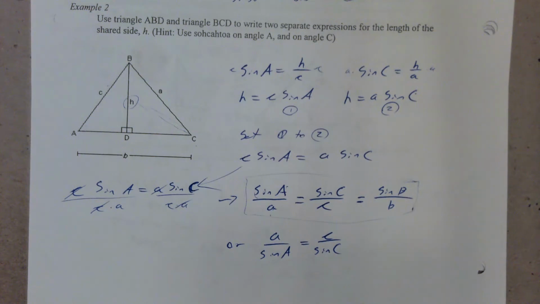Okay. The sine law works in triangles that are not right-angled triangles. It will work in right-angled triangles, but it's probably not your go-to method. You should probably use SOHCAHTOA.